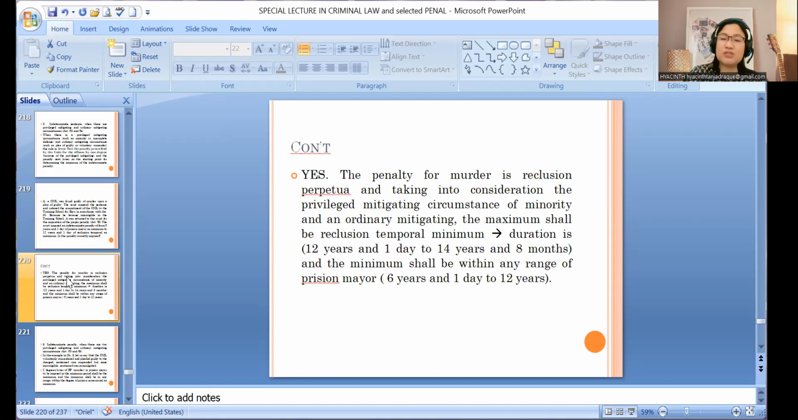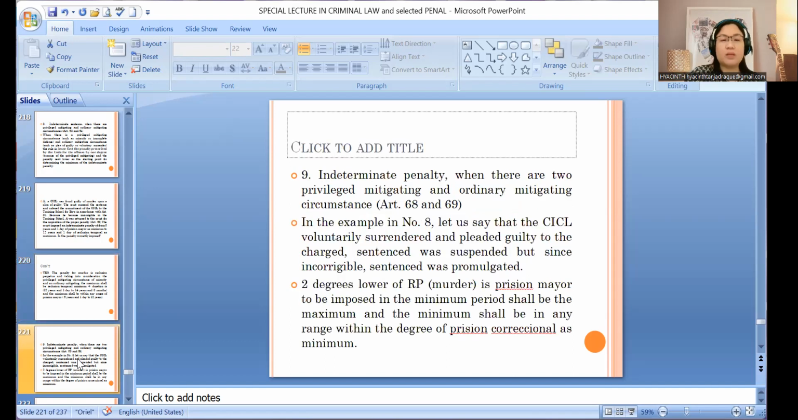Take note that he was charged for murder. The prescribed penalty for murder is reclusion perpetua. But since there is the presence of the privileged mitigating circumstance of minority, the maximum of the prescribed penalty is reclusion temporal, and the minimum shall be within any range of prison mayor. And since there is one more ordinary mitigating circumstance, your reclusion temporal shall be imposed in the minimum period as the maximum of your indeterminate penalty. Hence, the penalty imposed by the court is proper.